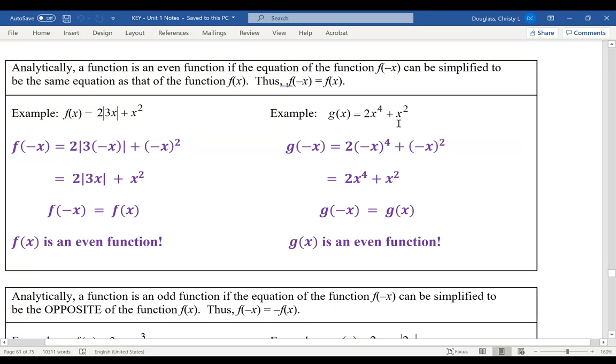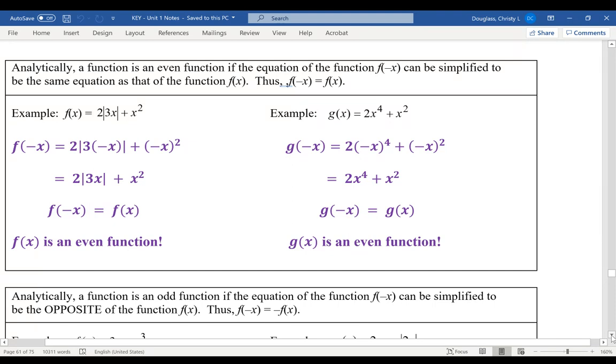The same with g of x. Notice when we replace x with negative x, we're taking negative x to the fourth power. So that's negative x times negative x times negative x times negative x. And four negatives will cancel each other out and we end up with a positive quantity. And the same with negative x squared. So once again, replacing x with negative x still takes us right back to what the original equation looked like. So g of x is also an even function.